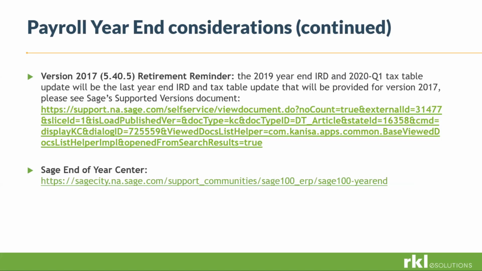Okay. This is just another reminder, and this has been repeated over and over, it's very important that for your version 2017, this will be the last IRD and tax table update that will be compatible with your version of Sage 100. So it will be key for you to upgrade to version 2019 of Sage 100 during the first quarter of next year. So there's a link where you can look at the supported Sage information, and there's also a link where you can go to some end-of-year information that is posted on Sage City.